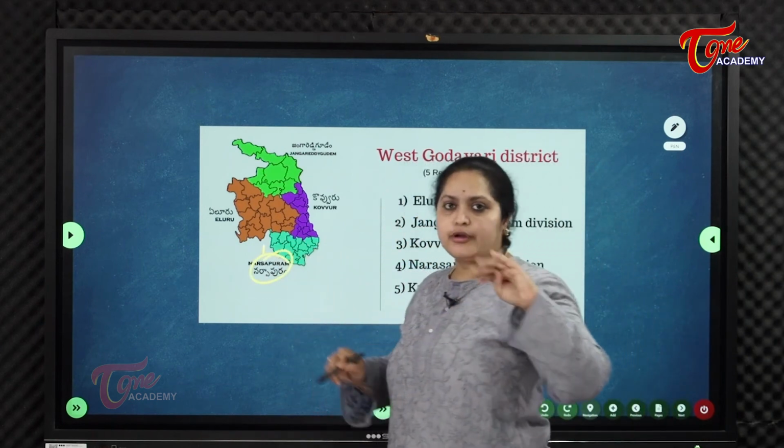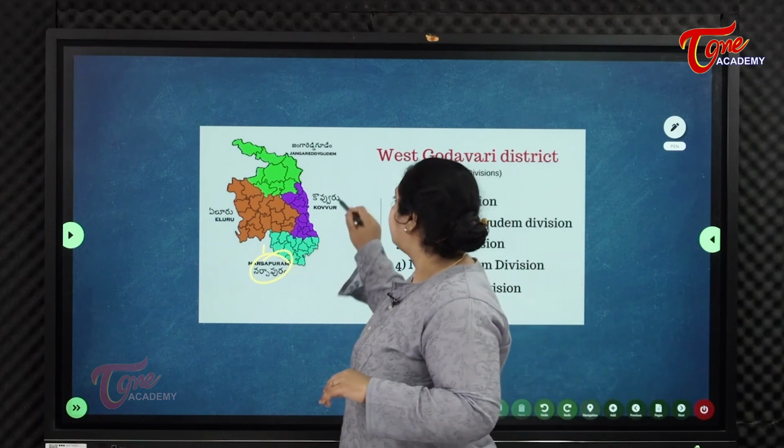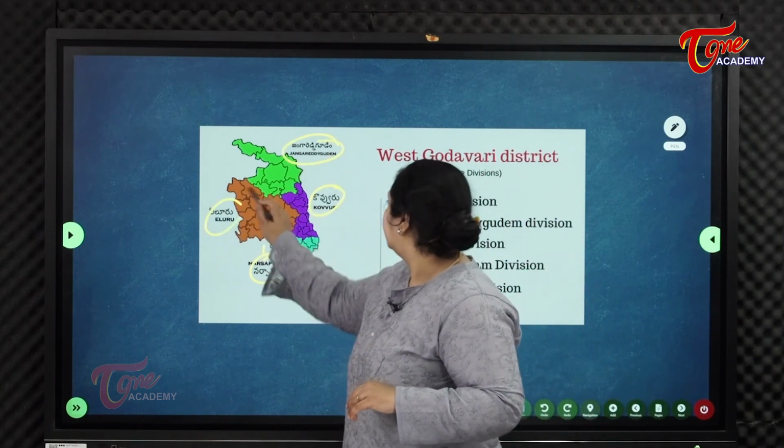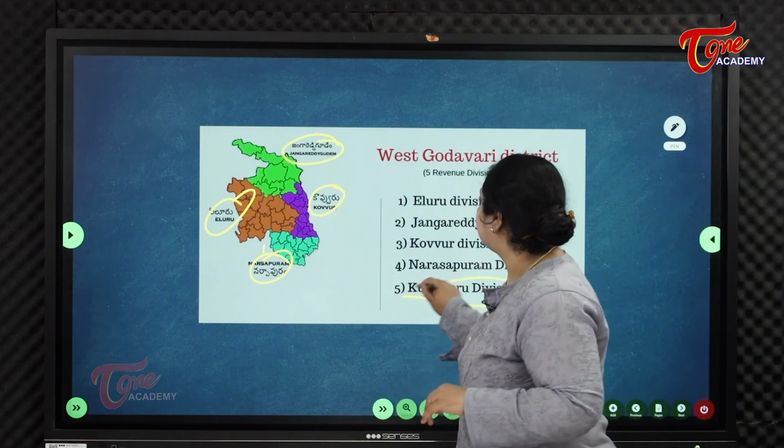This is the map of West Godavari. Narsapuram has 4 revenue divisions: Narsapur, Kovvur, Jangareddigudem and Eluru. And Kukunuru division has also been newly added now.